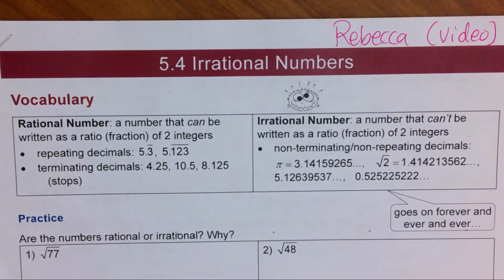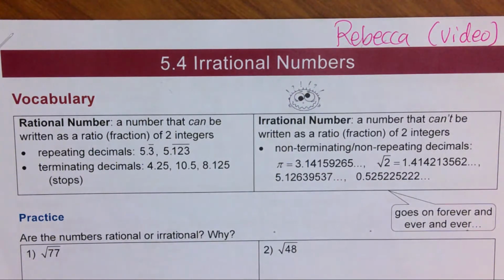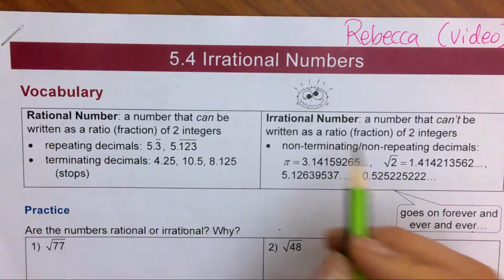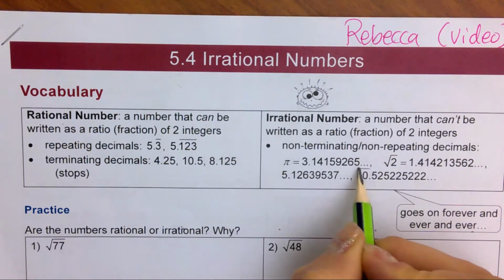Okay, so we're starting book 5.4. We have two different types of numbers to talk about. We have irrational numbers and rational numbers. Irrational numbers are numbers that go on forever and ever. And see these three dots? That means they go on forever and ever and ever.